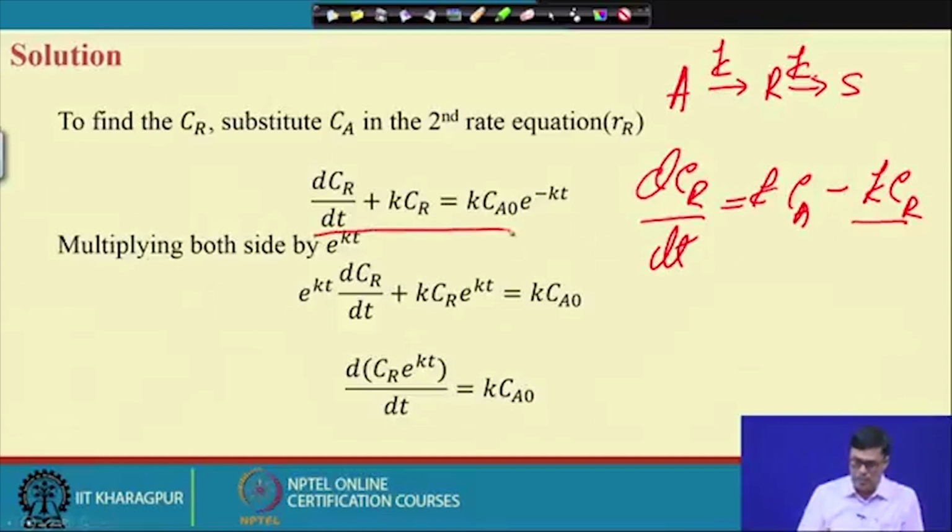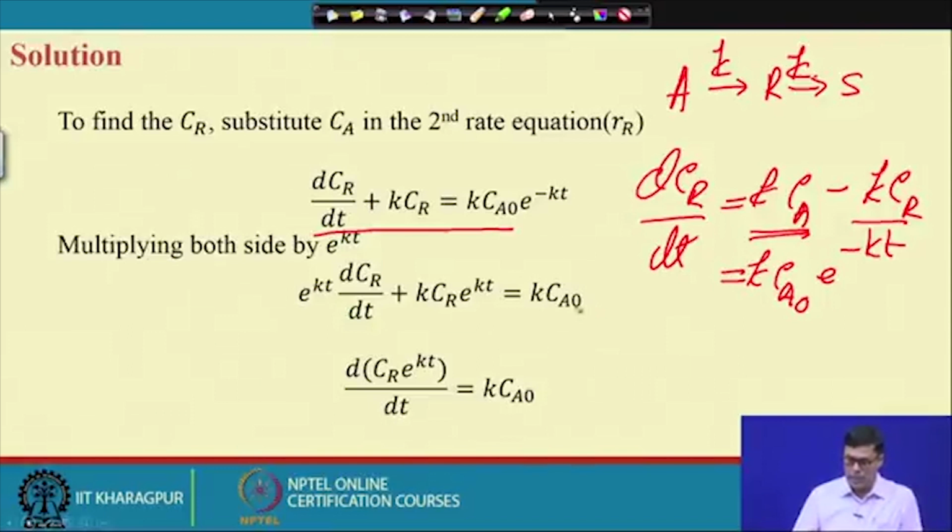So this is how it has come: dCr by dt plus K into Cr equal to, now this we have already found out, Ca equal to what? Ca equal to Ca0 e to the power minus Kt. So I can write the expression like this. If we multiply both sides by e to the power Kt, then e to the power minus Kt and e to the power plus Kt will cancel each other and we will have K Ca0. Now this is nothing but d(Cr e to the power Kt) by dt equal to K into Ca0.